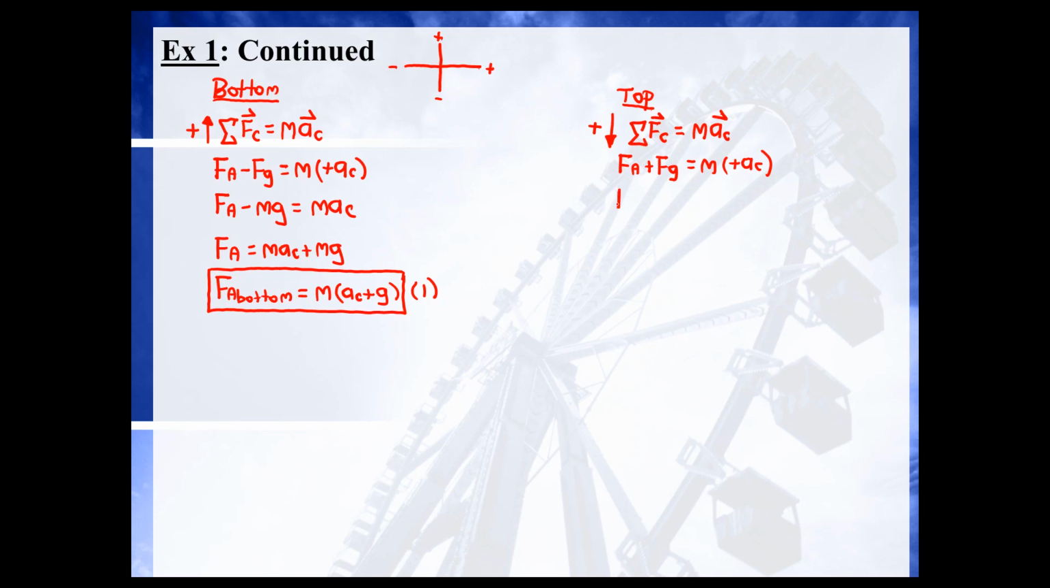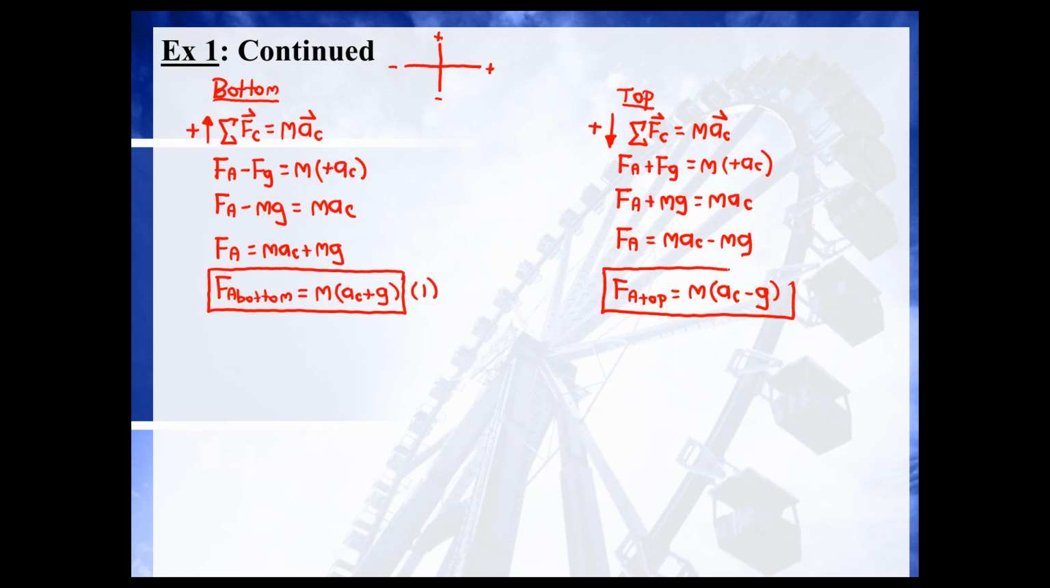Let's expand this a step further. We'd have FA plus mg is equal to mAC. Let's get the FA by itself, subtract mg from both sides of the equation. Then you'd have FA is equal to mAC minus mg. Then one more step, let's factor. And then you'd have FA at the top would be equal to m times (AC minus g). We'll box that, and we'll call it equation number 2.